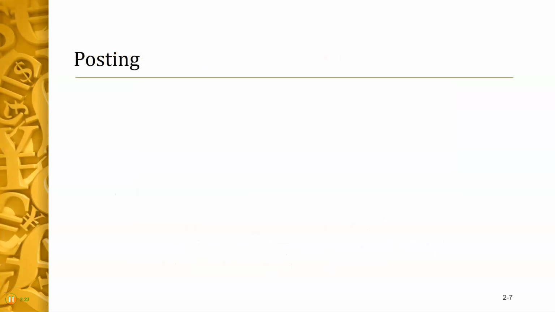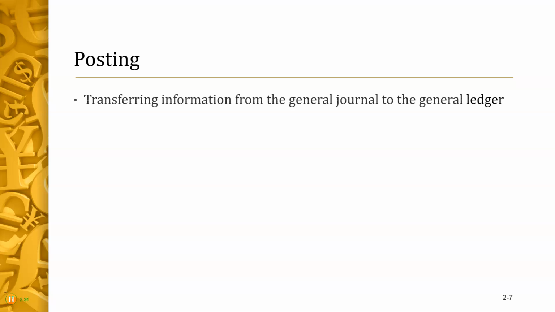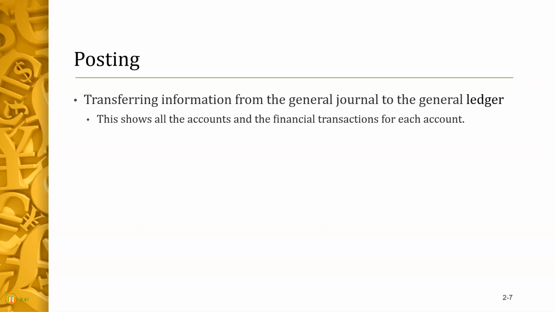Now, once we journalize, the next thing we do is post to the general ledger. So we journalize in the general journal, and in the general ledger is where we have each one of the individual accounts and all the financial transactions associated with it. So now let's go ahead and go through the process of journalizing and posting.